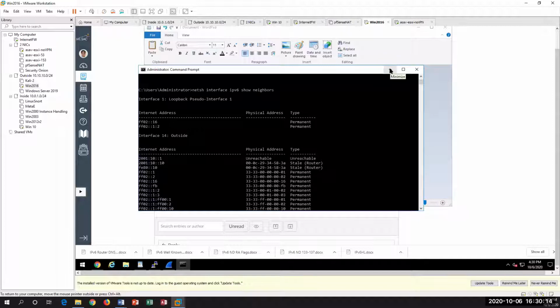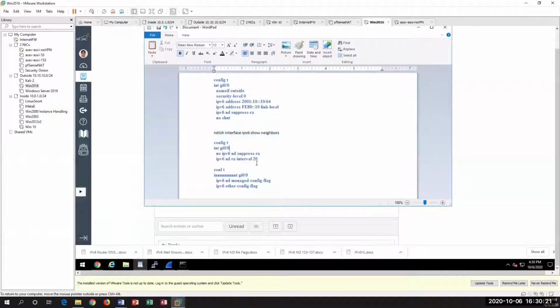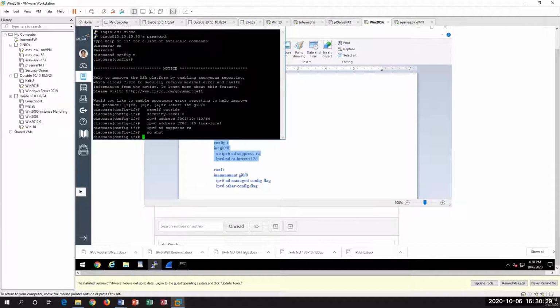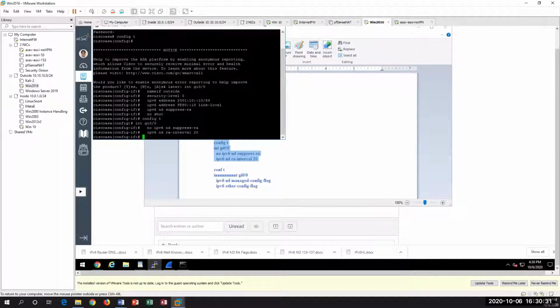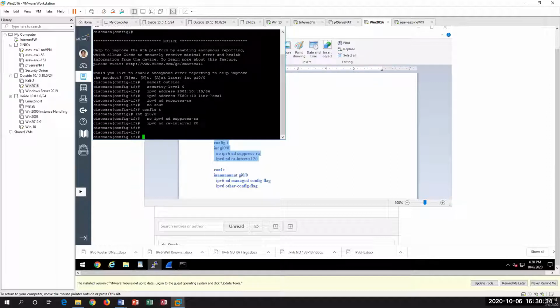So now we are going to copy and paste in this part, and go back to your SSH. And we paste that in now.